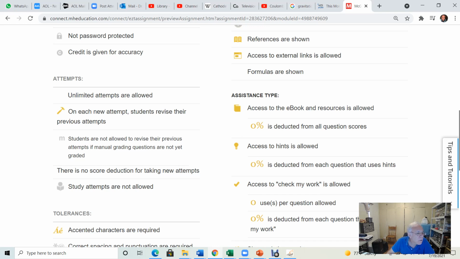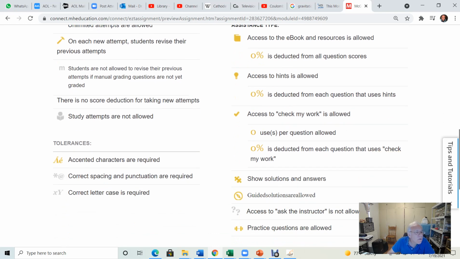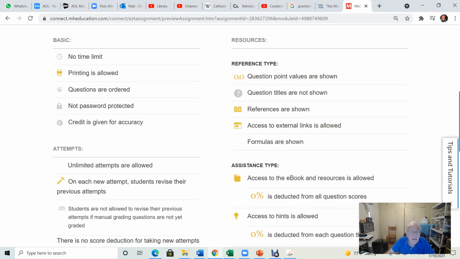Okay, that's manual grading questions. We don't have manual grading questions, so you don't have to worry about that. There is no score deduction for taking new attempts. Okay. Accented character, corrected space, question point values are shown.